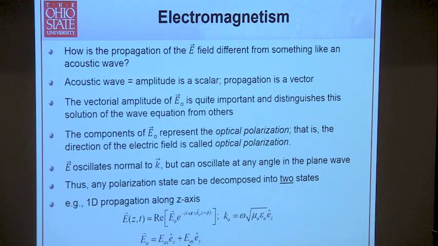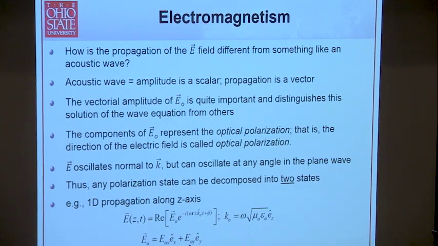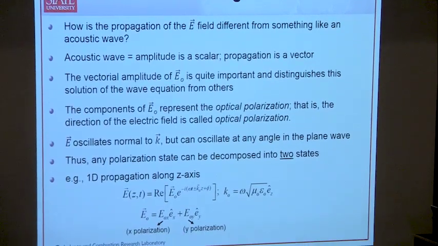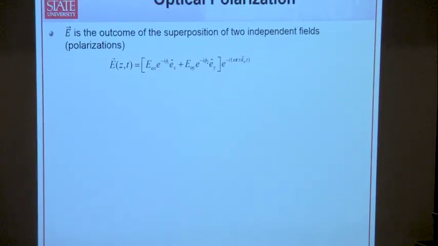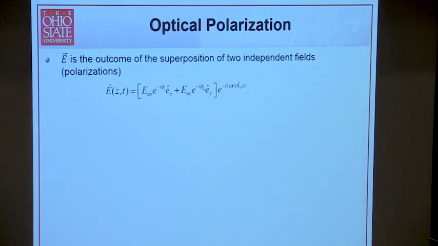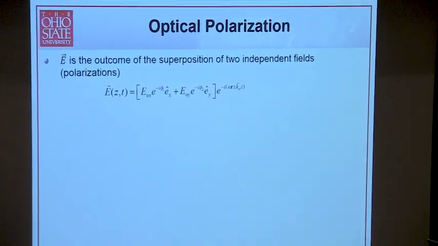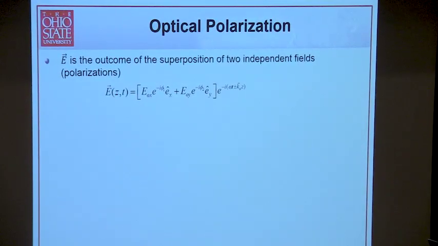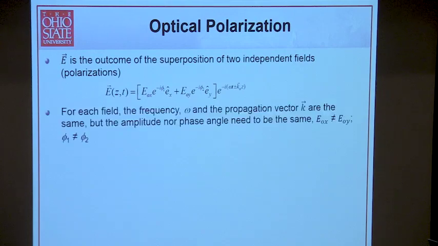What I really want to point out for this is that this E naught vector is now decomposed into E naught X with unit vector X and E naught Y. So right now we can call these X polarization, Y polarization. Okay. So really the electric field here is the outcome of the superposition of two independent fields. And that's important. So since we can decompose it in two states, our actual electric field is the superposition of two independent polarizations. Okay?